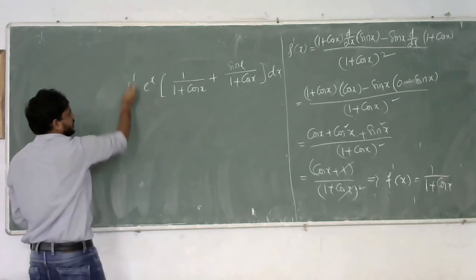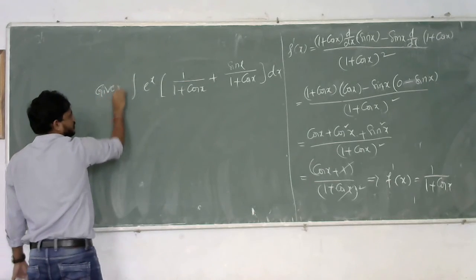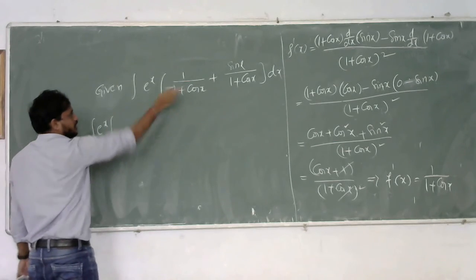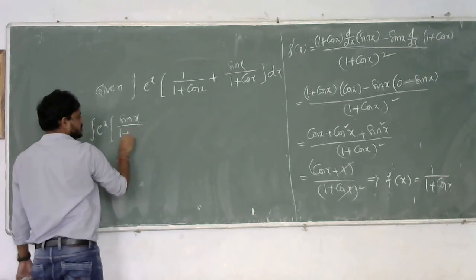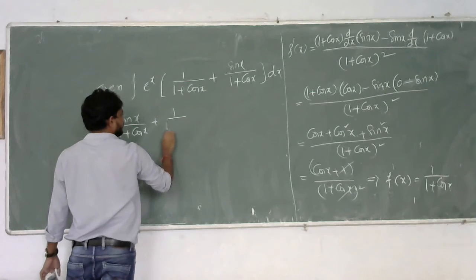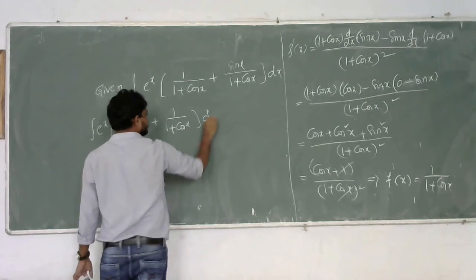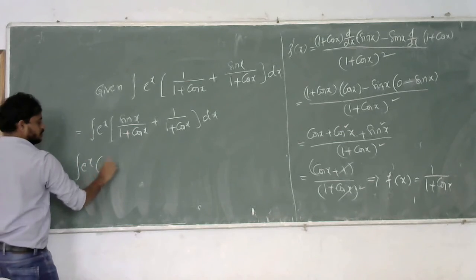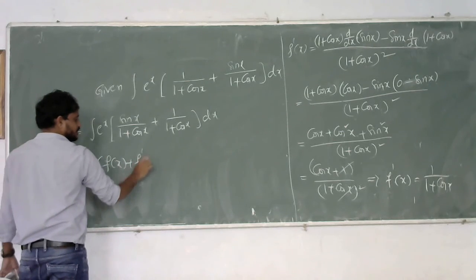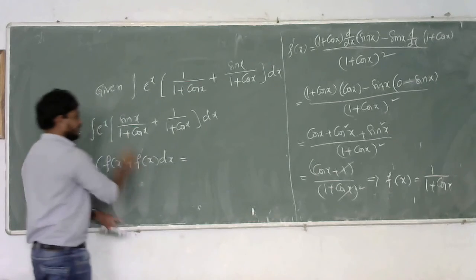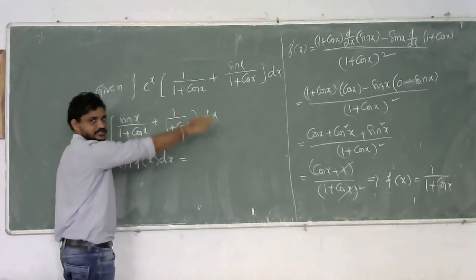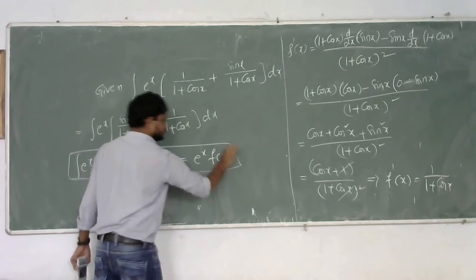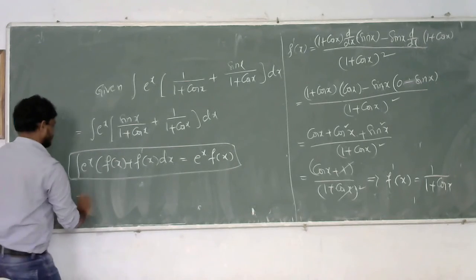This is the given integral, right? Which is in the form of integral e power of x, sin x by 1 plus cos x plus 1 by 1 plus cos x, into dx. Let us write the formula: integral e power of x into f of x plus f dash of x into dx equals e power of x into f of x. So let us apply this formula here.